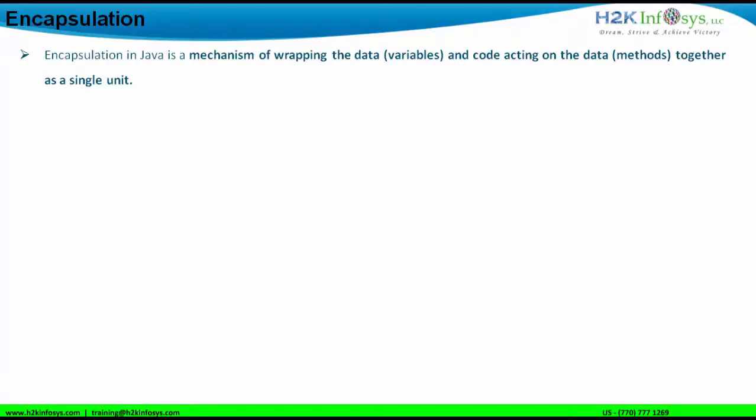So wrapping it together in a single unit will consist of variables declared with data, and those variables declared with data can be manipulated or modified using the methods present inside the class file, and that can be wrapped up together. The single unit can be called encapsulation.